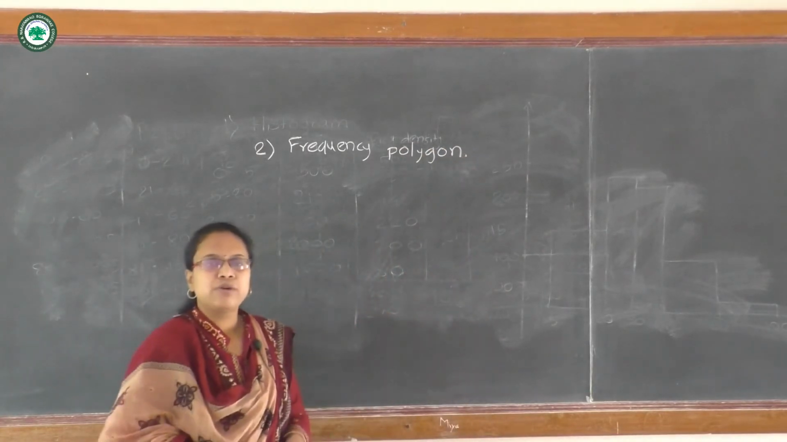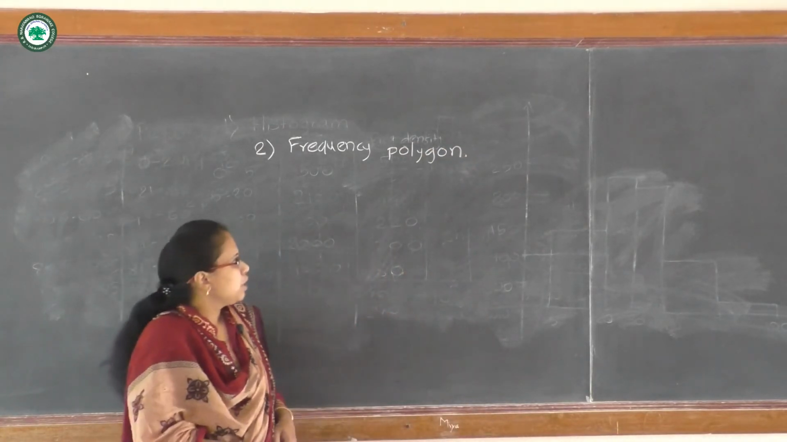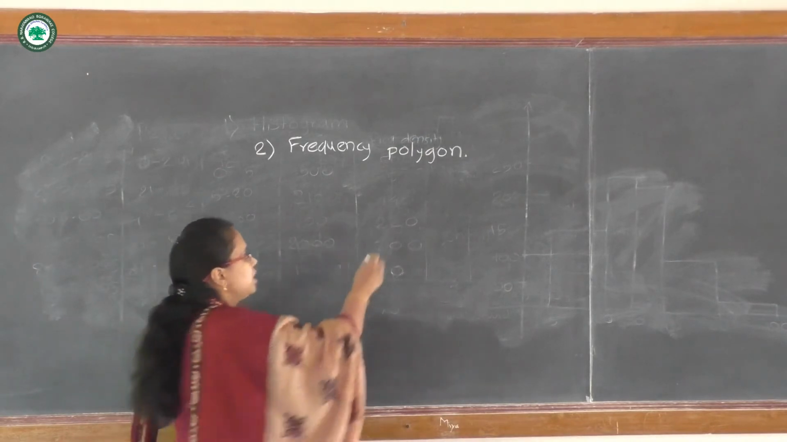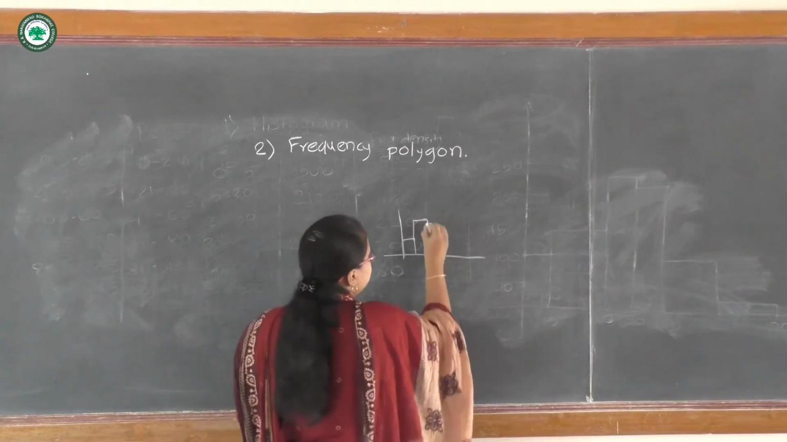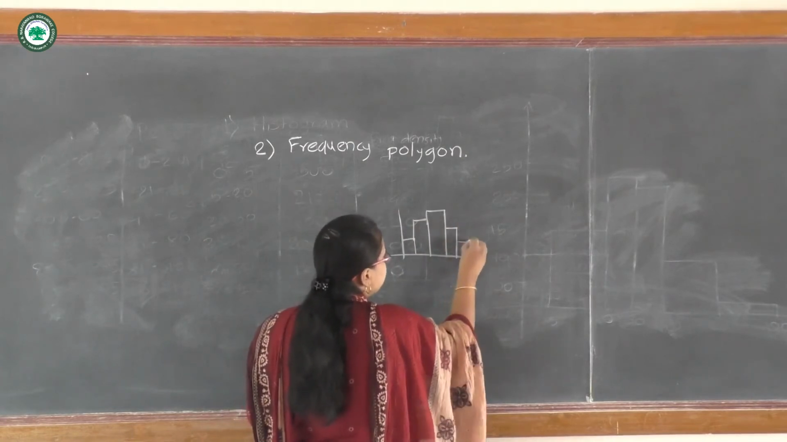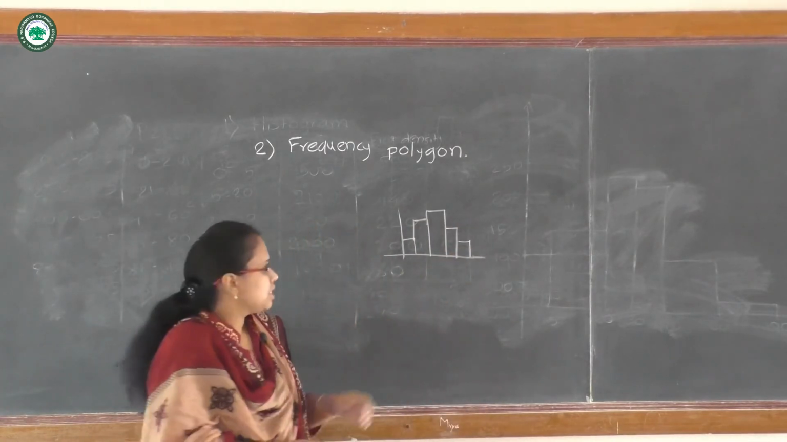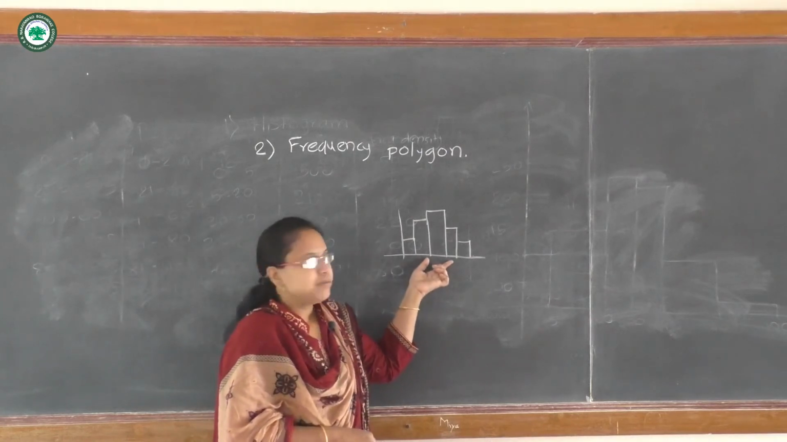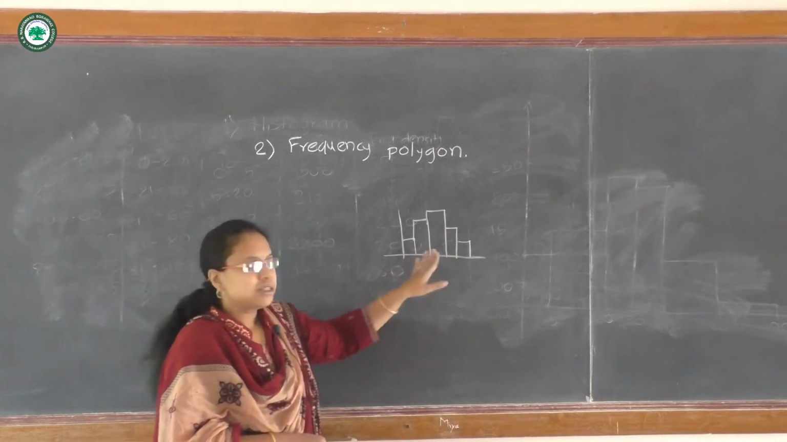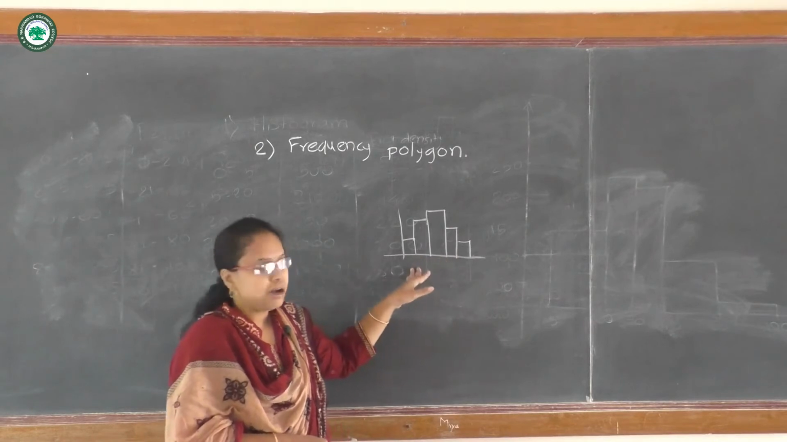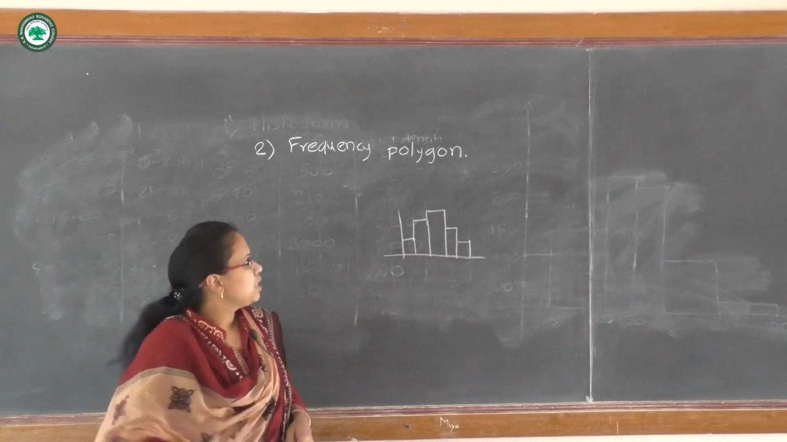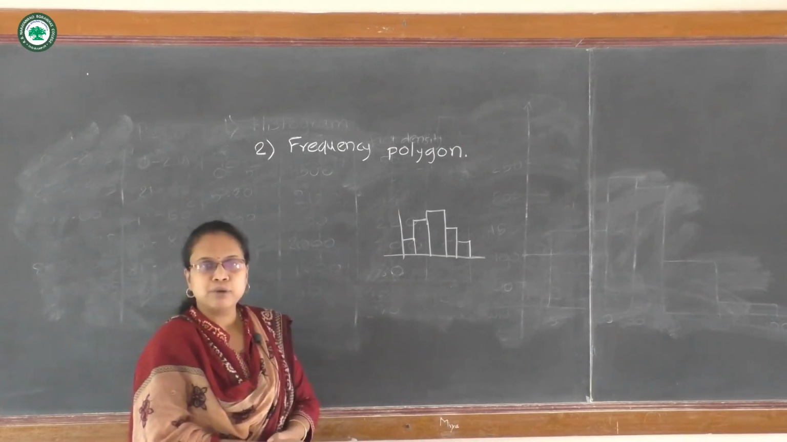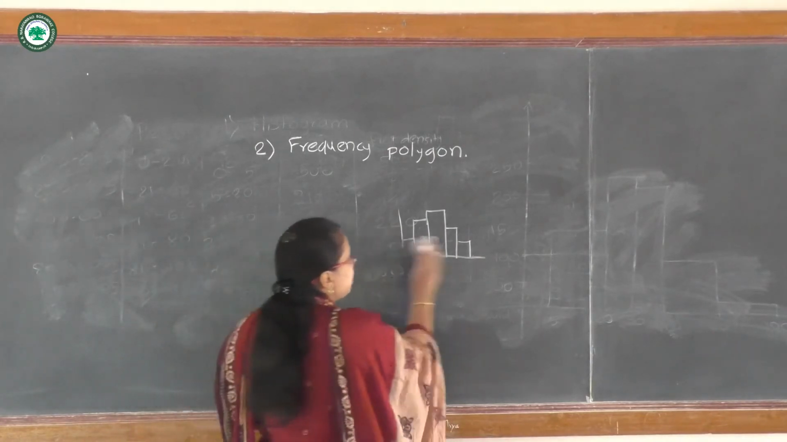So why do we go for a frequency polygon? Because a histogram will give us an idea about the nature of the curve. Suppose this is a histogram, then it does not give us a smooth curve or an idea about the nature of the distribution. So that's why we draw a frequency polygon.